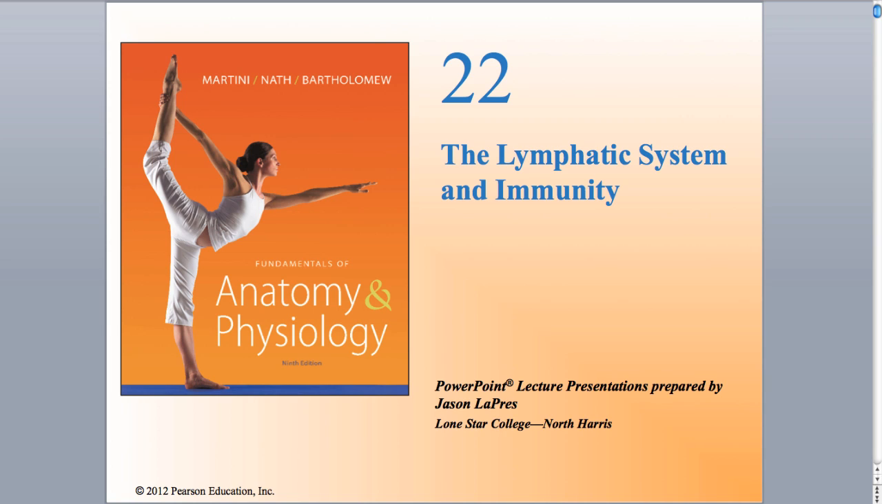Welcome to Biology 2402 Lecture Series, Chapter 22, the Lymphatic System and Immunity. Now this chapter, to some degree, is a continuation of chapters 19, 20, and 21, which were blood, heart, and blood vessel. Now, in this story of chapter 22, we have two things going on. One is the lymphatic system, and the other is immunity.